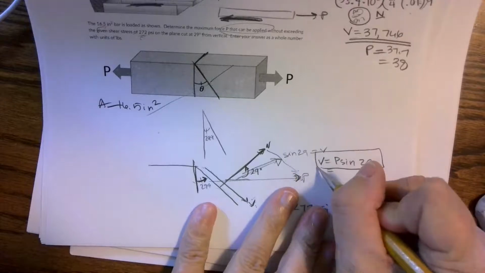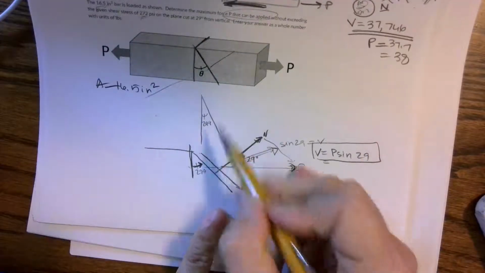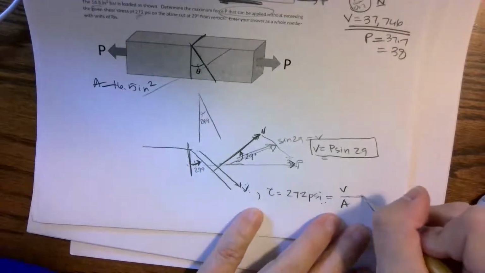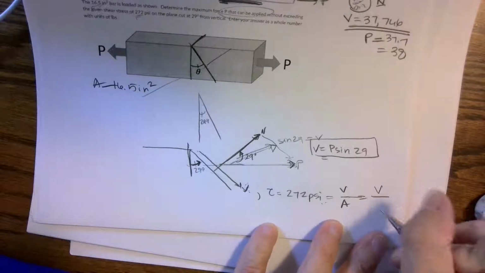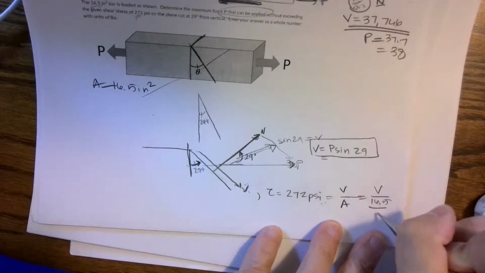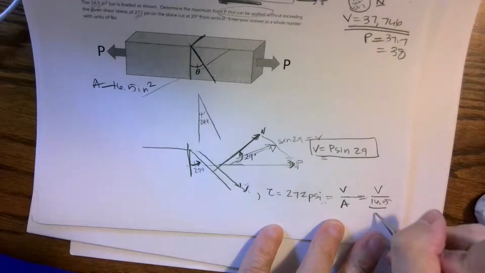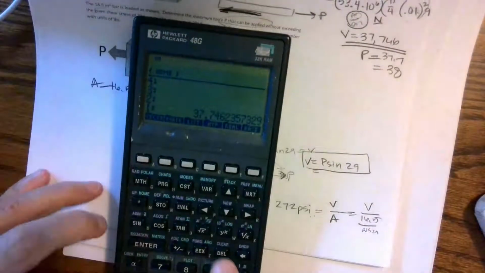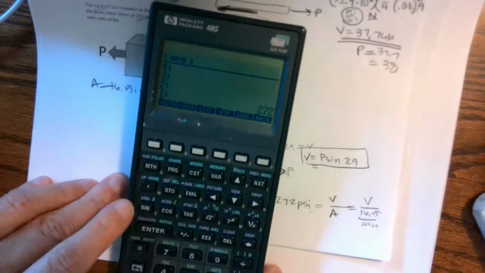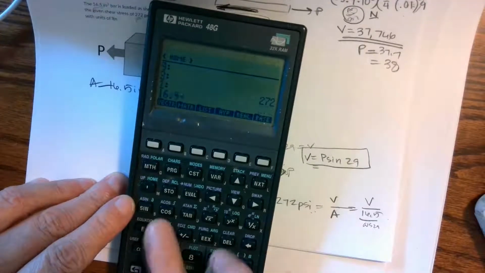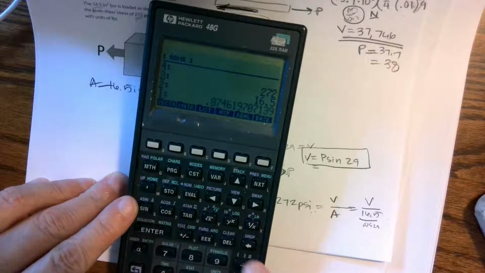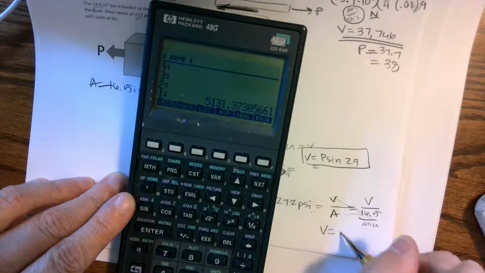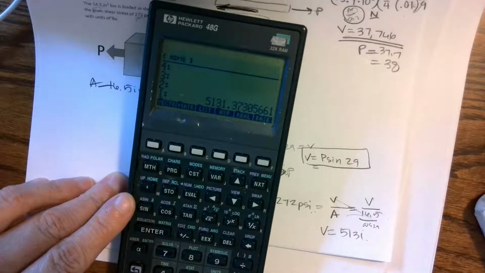So that's my relationship. My area, because I've cut it at this angle, it's increased it. So I have V over 16.5 divided by cosine 29. So I get 272, enter, I get 16.5, 29 cosine divided by, so that did increase it. Now I cross multiply, and I get that a shear of 5131 is the limiting shear.